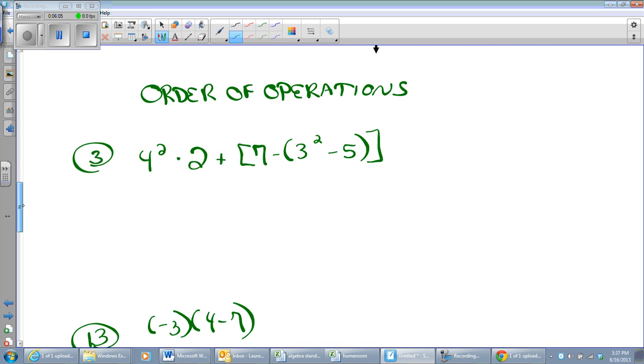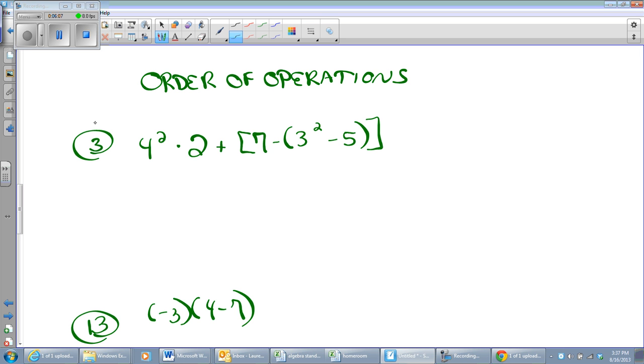Okay, order of operations. Remember, we're not going to use PEMDAS. I know the packet referred to PEMDAS. I don't use PEMDAS at all. Kids make mistakes with it. So we know that in order of operations, we have to do the parentheses first. But unfortunately, inside the parentheses, there's nothing to do.